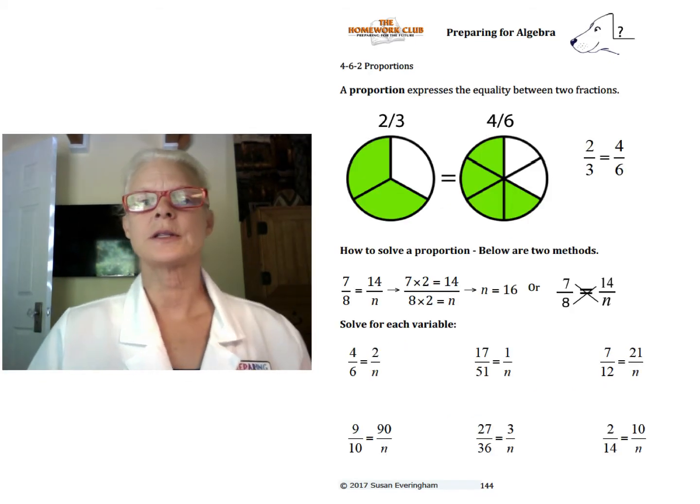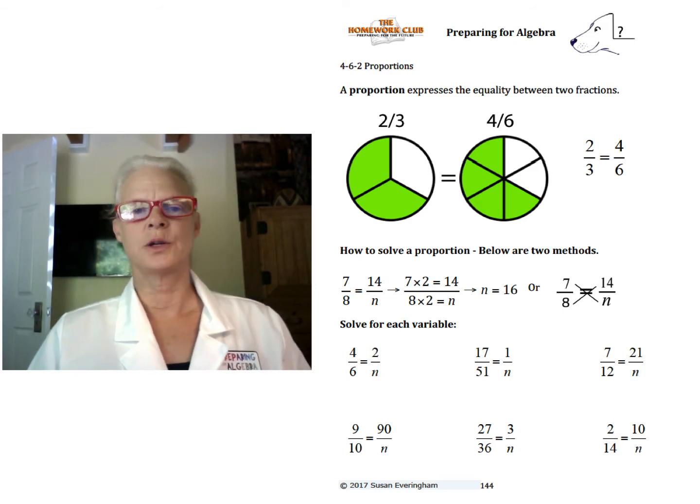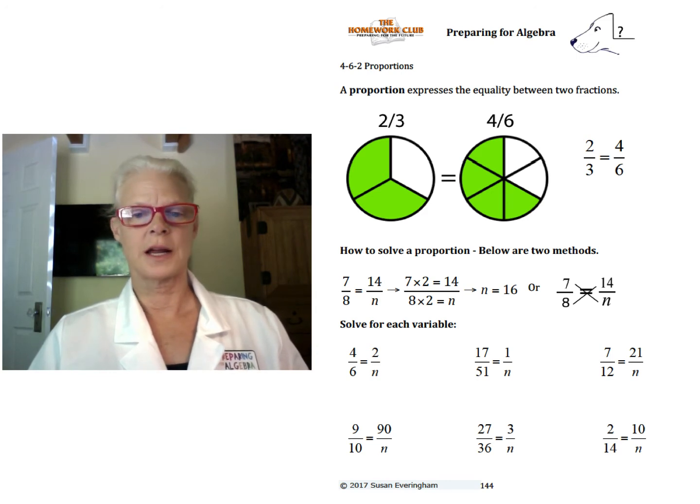These proportions, as shown here in the circles, express the equality between these 2 fractions, 2/3 and 4/6. And you can see that 2/3 equals 4/6. Now, we can solve these problems in 2 different ways. One is straight multiplication and the other is cross multiplication.